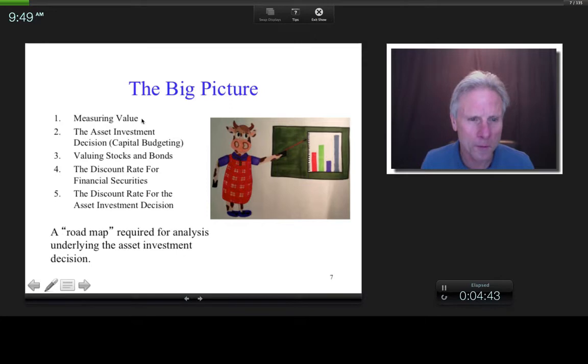So we begin with measuring value, then the asset investment decision, valuing stocks and bonds, discount rate for financial securities, discount rate for the asset investment decision. And what I'm going to do now is just remind you why this is a roadmap.